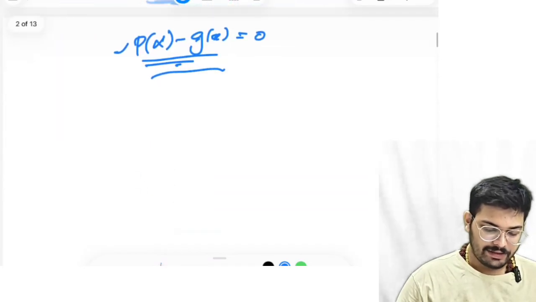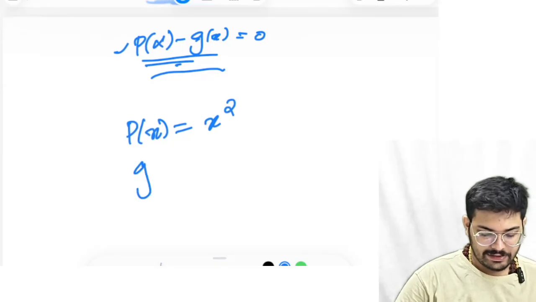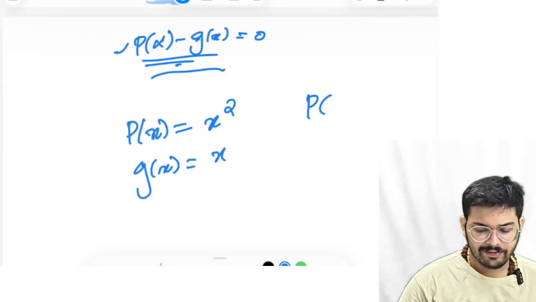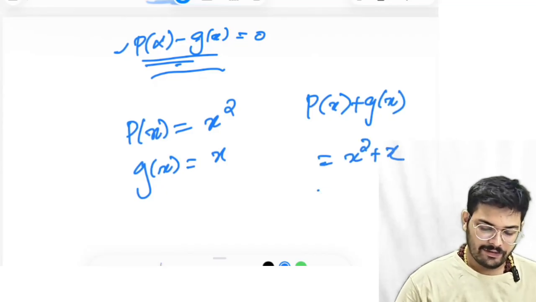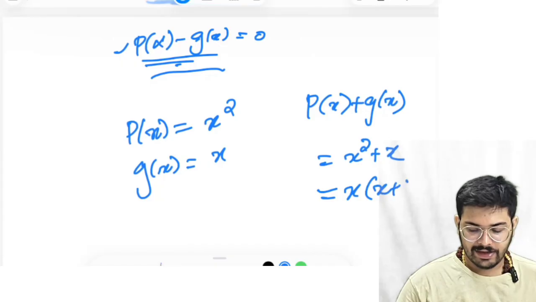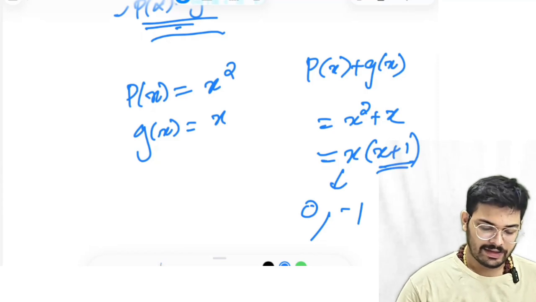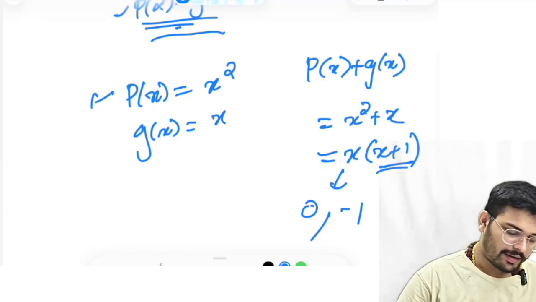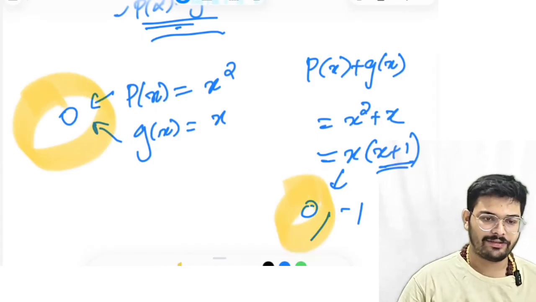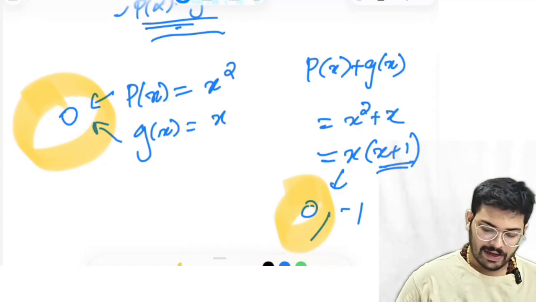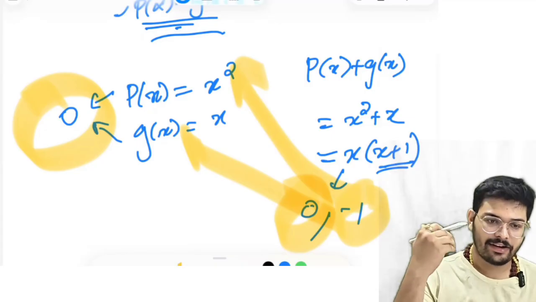That's the logic. Suppose I write p of x as x squared and g of x as x. What is p of x plus g of x? It is actually x squared plus x, right? Now, if you factorize this polynomial, it is x into x plus 1. Now, 0 is a root of this polynomial and similarly minus 1 is a root of this polynomial. The thing is, 0 is already a root of both polynomials. So the common root of these two polynomials will be a root of the sum. That's one logic. But the other root can or cannot be a root of the originals.